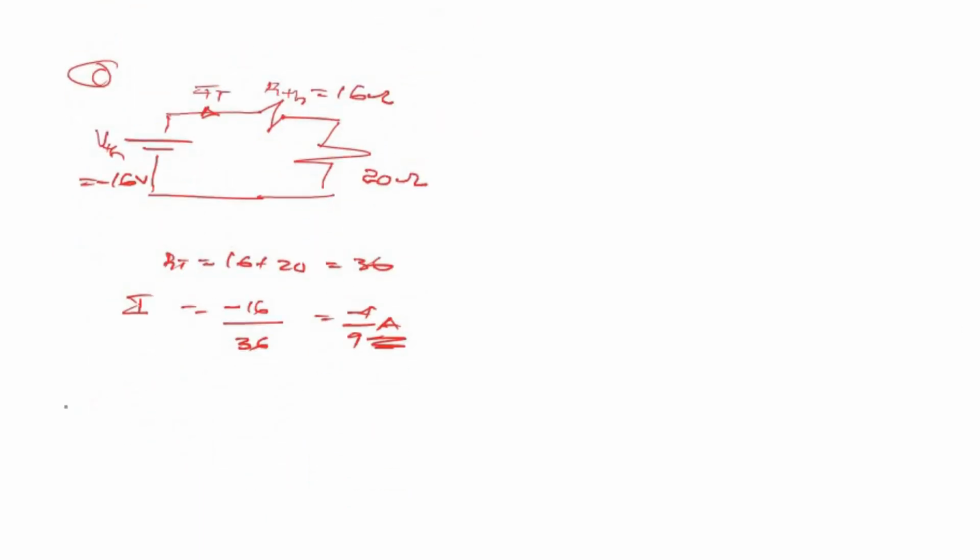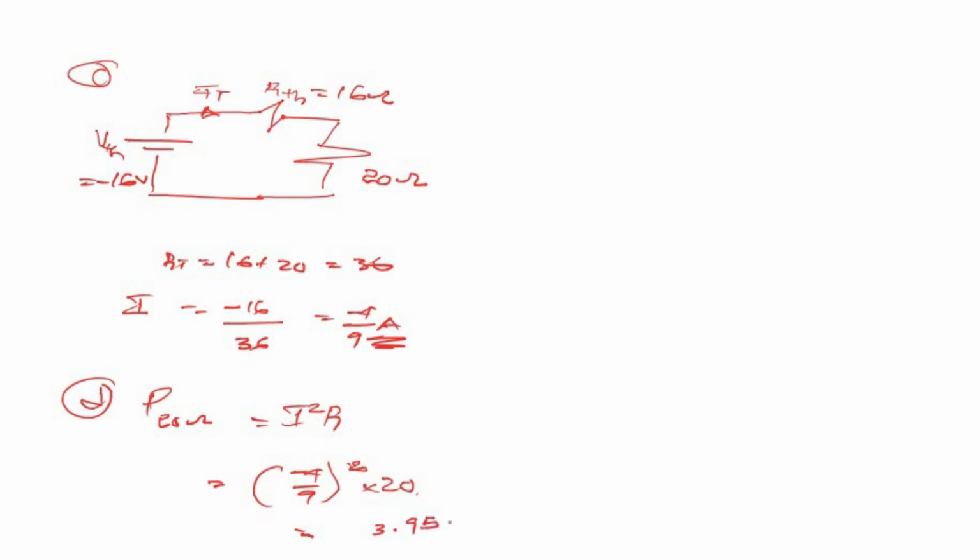So for the D part, we are asked to find the power dissipated by the 20 ohm. We know that power is equal to I squared R. So it is very simple and straightforward. We are going to square minus 4 over 9, then multiply by the 20 ohm resistance, and this is equal to 3.95 watts. So this is our final answer.